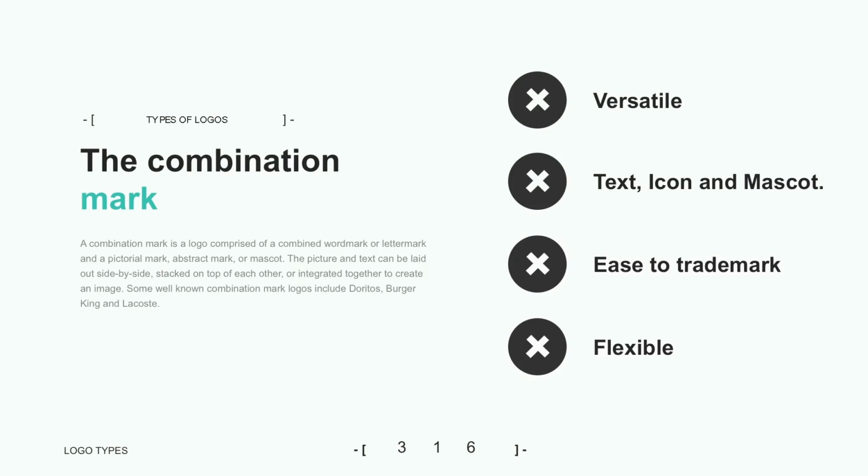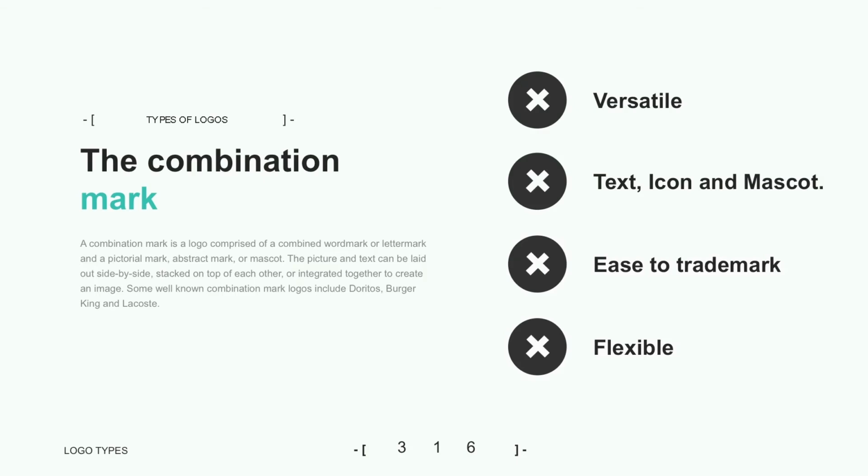They're easy to trademark because, what are the chances that someone will design a crocodile the same way Lacoste has done it? And the logos are very flexible. Now, because the name is associated with the image, a combination mark is a versatile choice. In my opinion, one of the most, with both the text and icon or mascot working together to reinforce your brand.